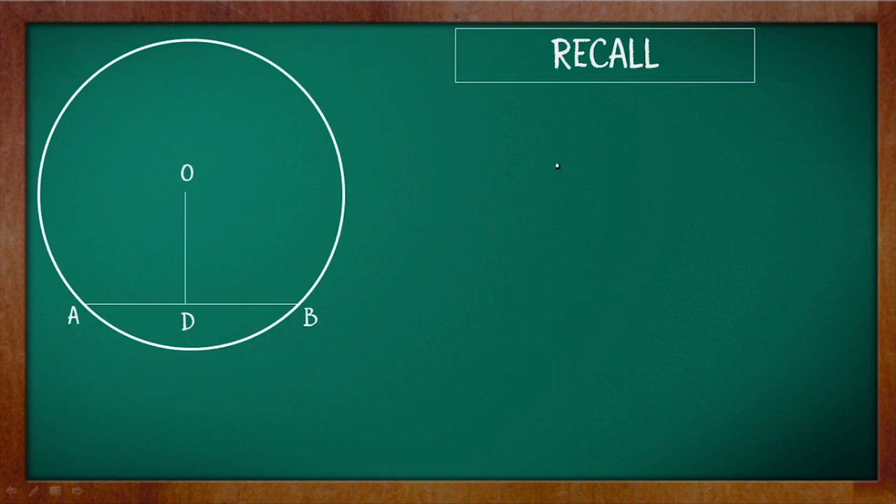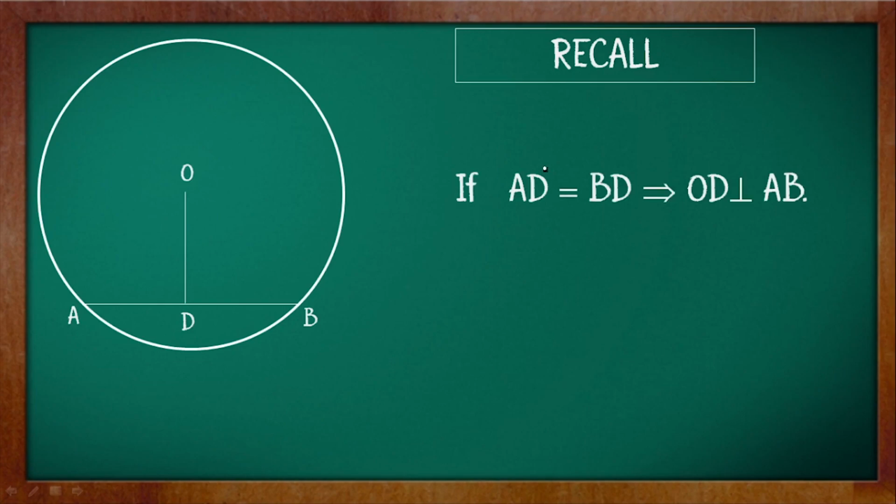So in the previous two videos we proved two theorems. Let's try and recall what did we prove. In the theorem we proved that if AD is equal to BD, that means if this OD bisects this chord AB into two equal halves, that means AD is equal to DB, at that time this line OD will be perpendicular to AB.